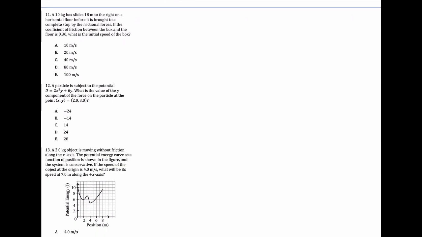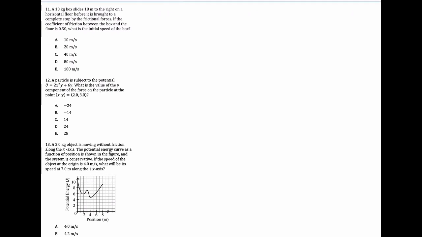Then we have a box that slides 18 meters before it comes to a stop because of friction, and we need to find the initial speed of the box. We can start answering this with the laws of dynamics and the laws of motion, so with Newton's second law and the three laws of motion. However, I believe that it is a little bit easier to try to use the work energy theorem.